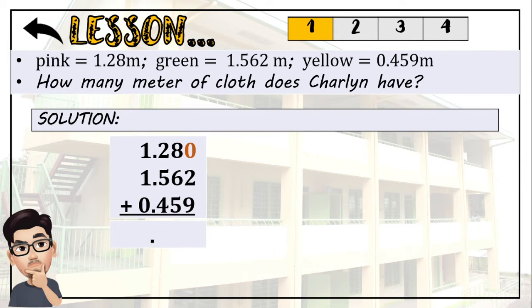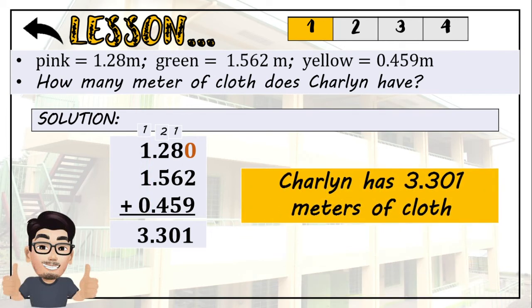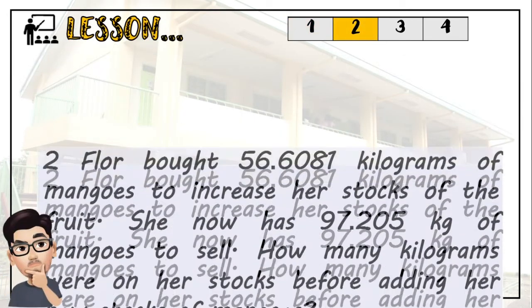Okay, so 0 plus 2 plus 9, it's 11, so we write 1 and we carry 1. Then 1 plus 8 plus 6 plus 5, that's going to be 20, so we write 0 and we carry 2. Then 2 plus 2 plus 5 plus 4, that will be 13. So we write 3 and we carry 1. Then 1 plus 1 plus 1, that's 3. Ibig sabihin, Charlene has 3 and 301 thousandths meters of cloth. Madali lang, di ba? Let's have another one.